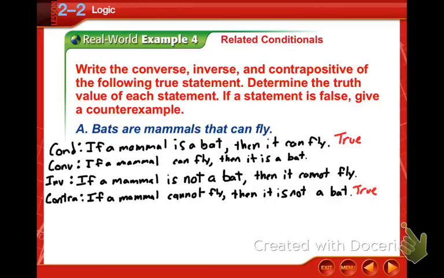And then the converse and inverse should be the same truth value as well. If a mammal can fly, then it is a bat. Again, that's a true statement. Bats are the only mammals that can fly. If a mammal is not a bat, so us, then it cannot fly. Humans cannot fly without the aid of a plane, so that is true. So all these are true. So logical equivalence works, so we're good there. Okay?